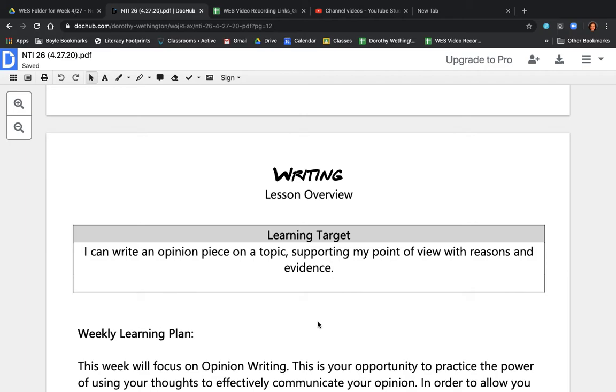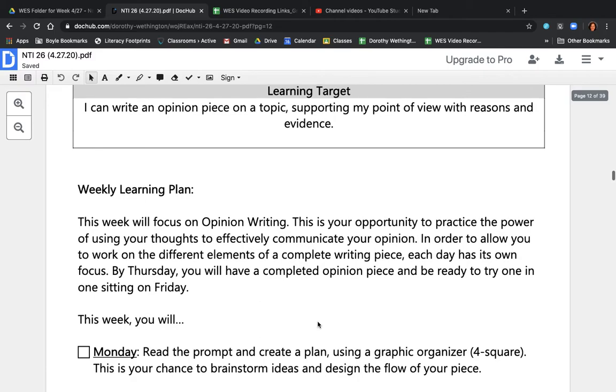Writing lesson overview. Learning target. I can write an opinion piece on a topic, supporting my point of view with reasons and evidence. Weekly learning plan. This week we'll focus on opinion writing. This is your opportunity to practice the power of using your thoughts to effectively communicate your opinion.